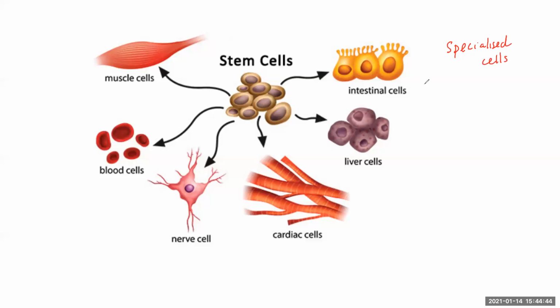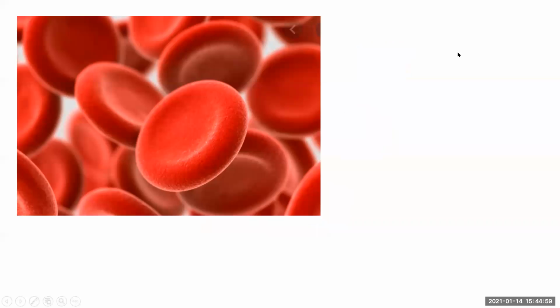Once they have specialized, they are called specialized cells. So there are many specialized cells in an animal's body and in a plant, but we are not going to talk about all of them. We're only going to focus on a few. So this is a very common specialized cell in a human body. This is known as a red blood cell.